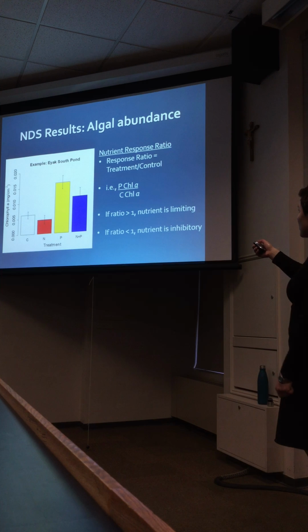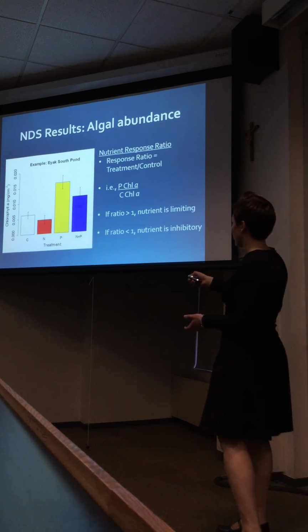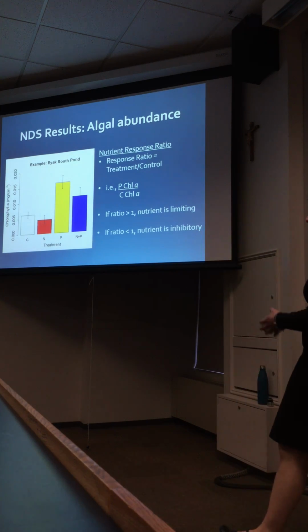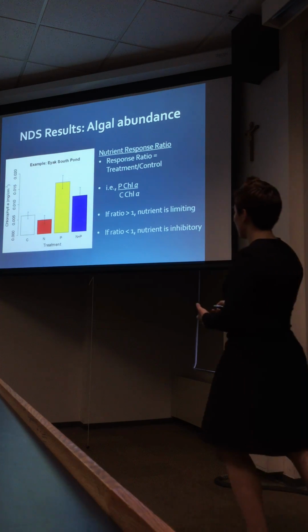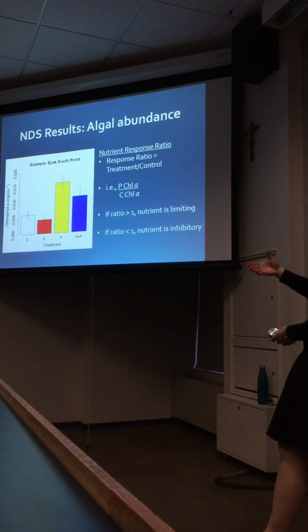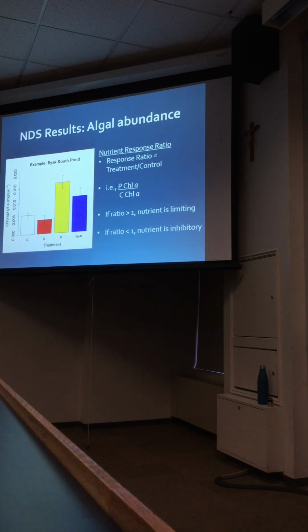And to do that, we use what's called a response ratio. So in the case of phosphorus, right, we know that there's more chlorophyll or algal abundance relative to the control. That ratio is greater than 1. We know the nutrient is limiting. Whereas if we look at something like this nitrogen here, that's clearly less algal abundance than the control, so that ratio is less than 1. That nutrient is inhibitory.